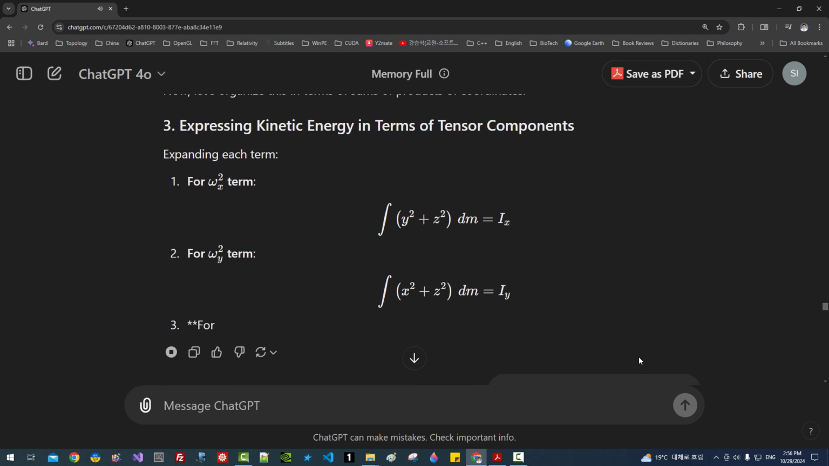3. Expressing kinetic energy in terms of tensor components. Expanding each term. 1. For the omega_x squared term, the integral of (y squared plus z squared) dm equals I_x. 2. For the omega_y squared term, the integral of (x squared plus z squared) dm equals I_y.